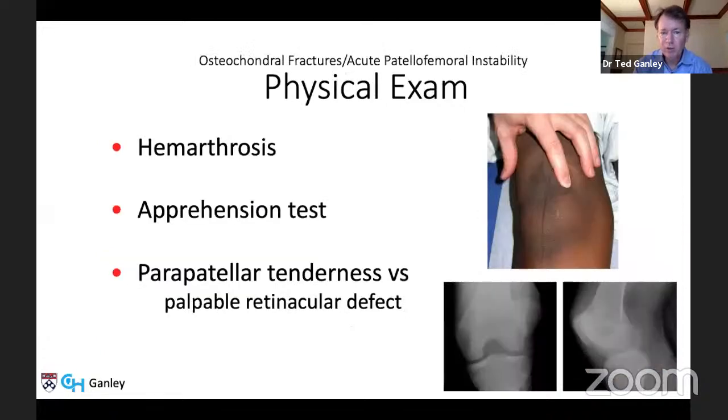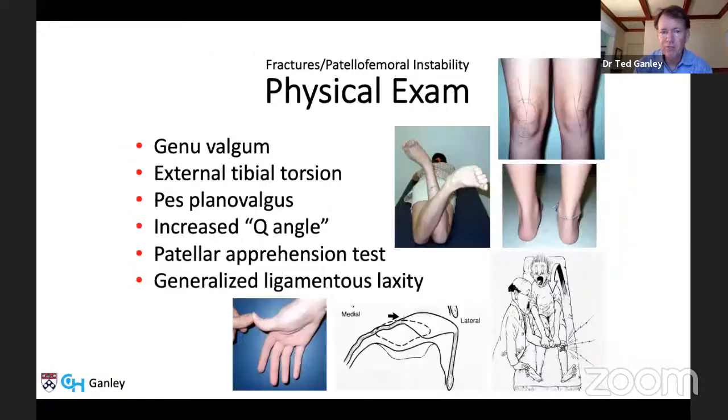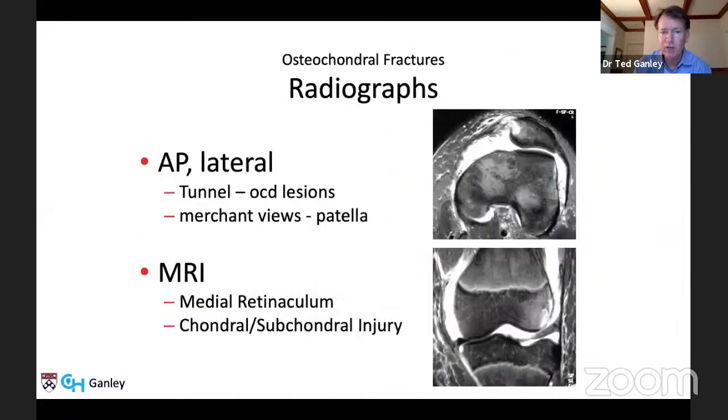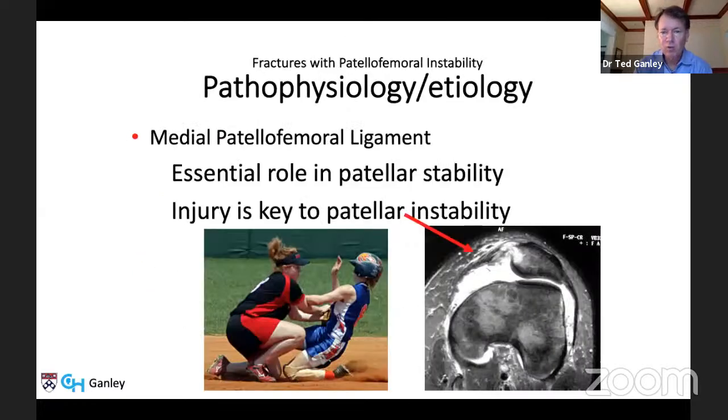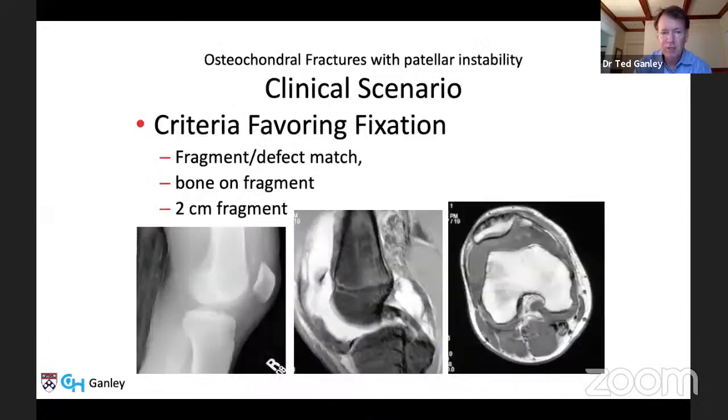We're aware they get a hemarthrosis and apprehension test. And I palpate for retinacular defect. We're aware of the classic physical exam findings for these patients. We're aware of generalized ligamentous laxity, they tend to have fewer of these fractures. Radiographs, AP, lateral, Merchant, MRI if concern for fractures. And then we're aware of the importance of the patellofemoral ligament. Again, my criteria for favoring fixation, if there's a fragment defect match, there's bone on the fragment, it's over 2 centimeters.